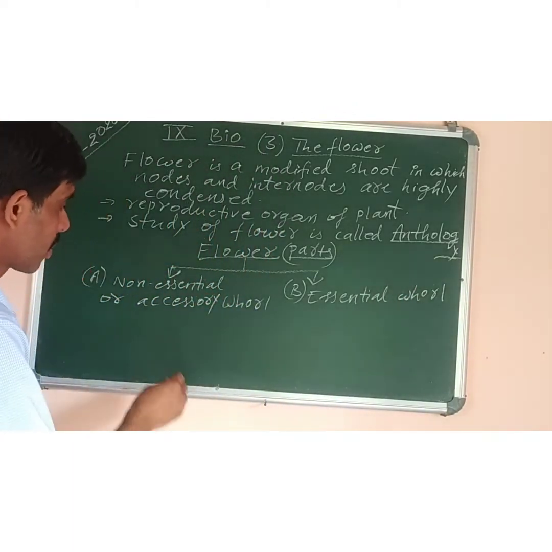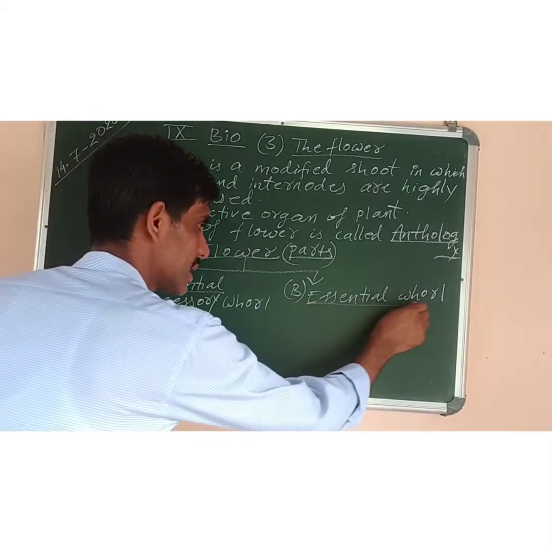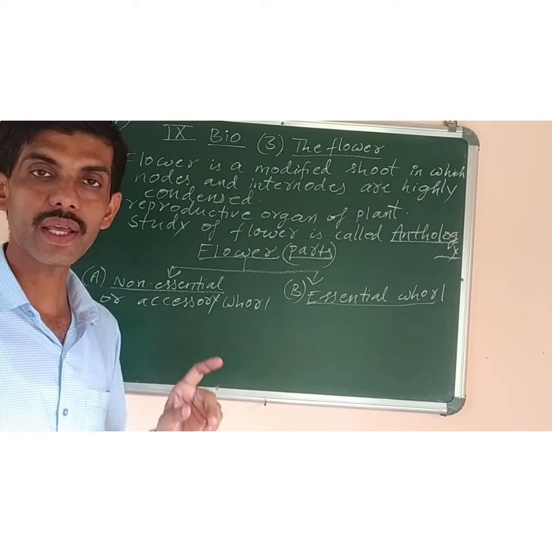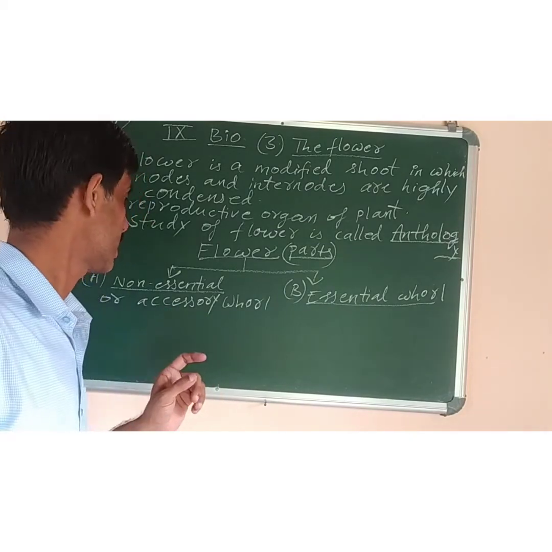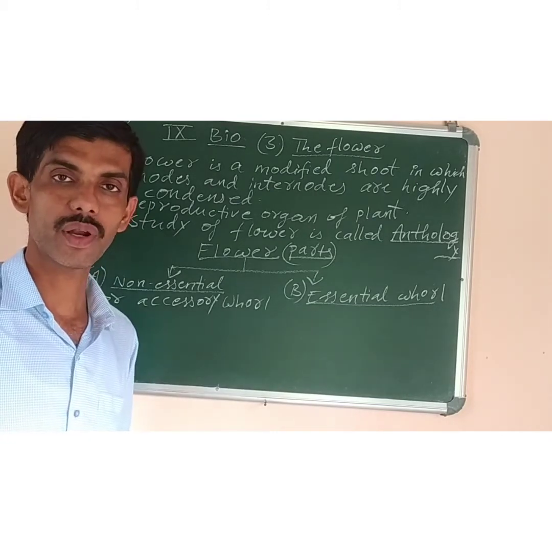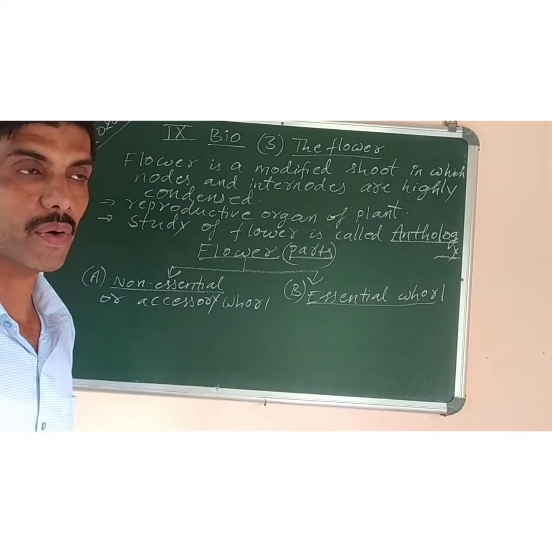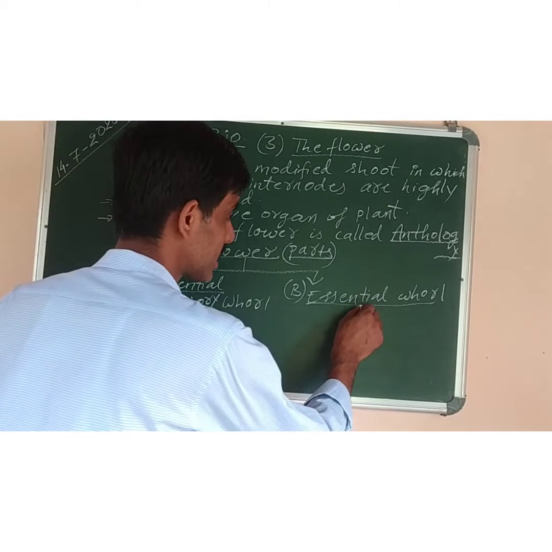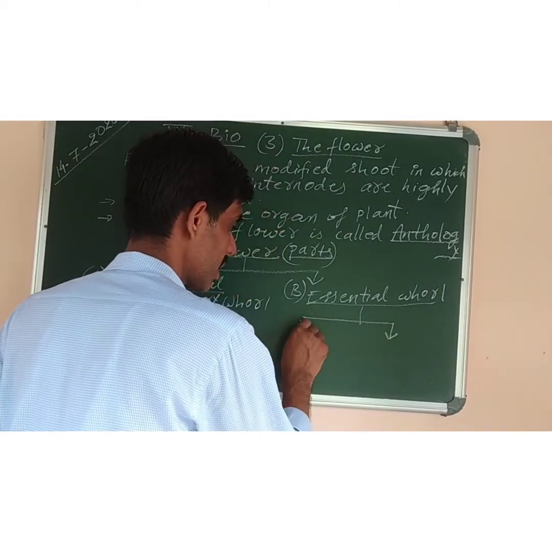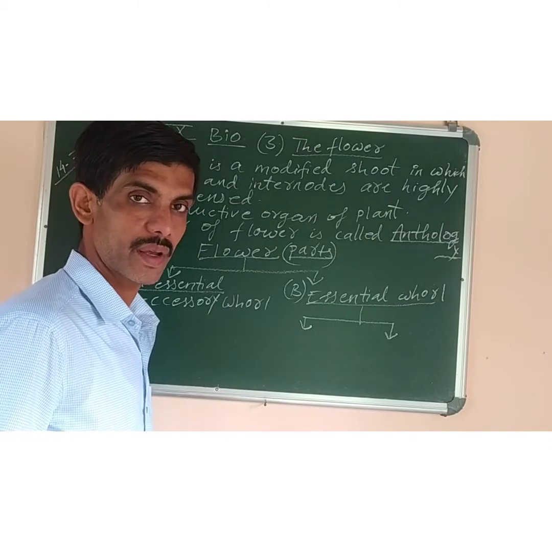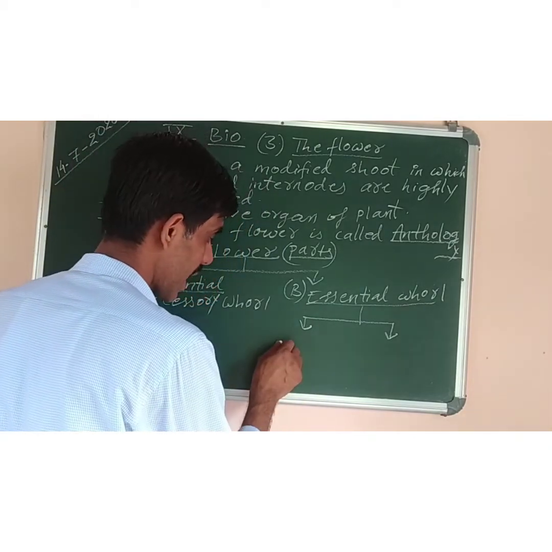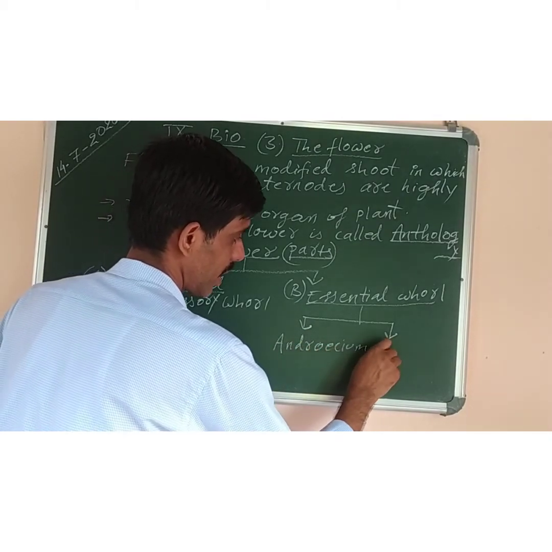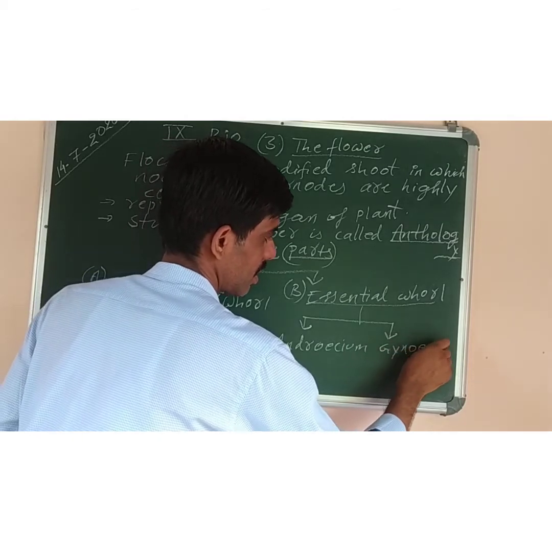So why is it called non-essential? Why is this one called essential? If a question is asked, what is the meaning of essential walls of the flower, you will say that essential means that part of the flower which is directly involved in the production of male and female gametes. So there are two essential walls of the flower, the male and female parts. The male part is called androecium and the female part is called gynoecium.